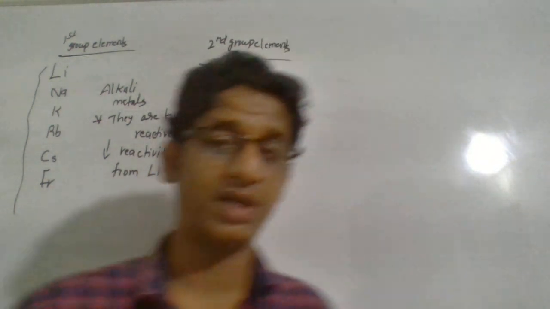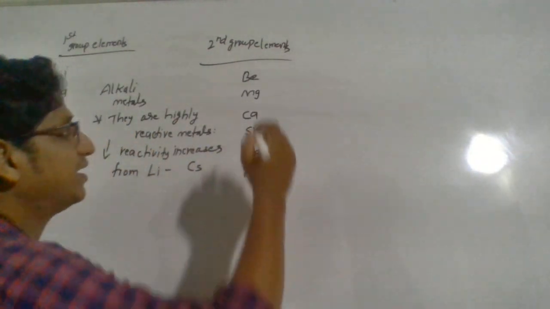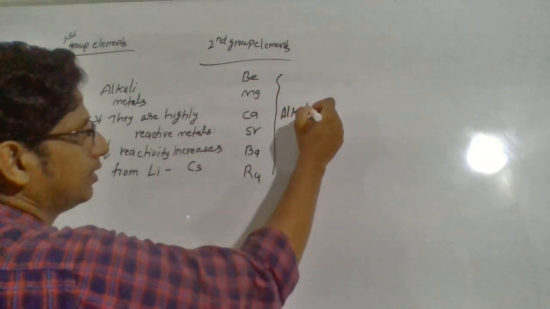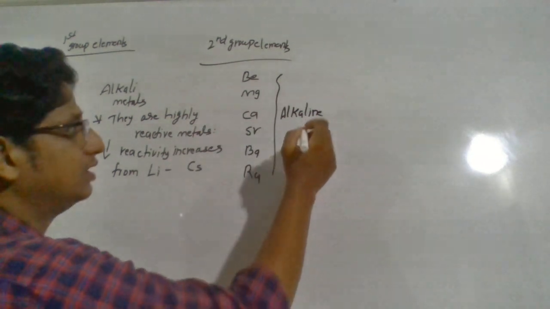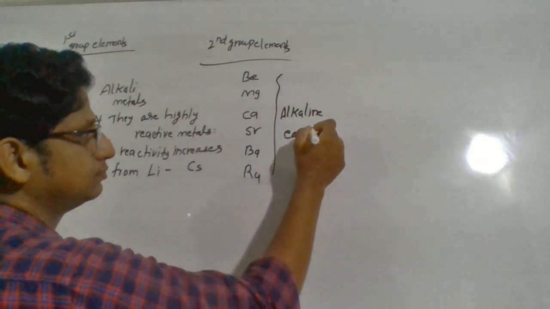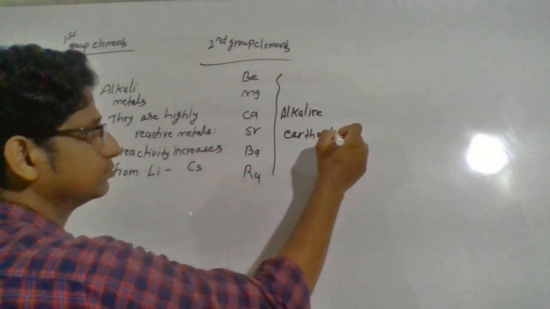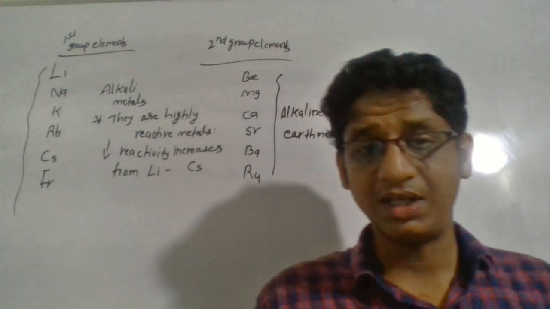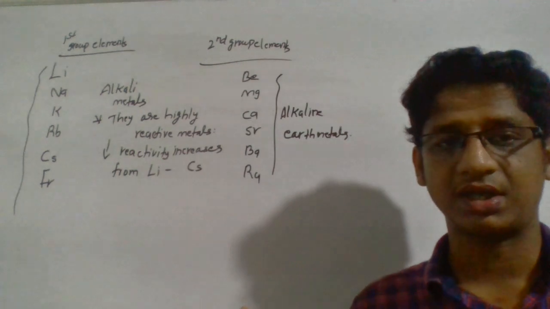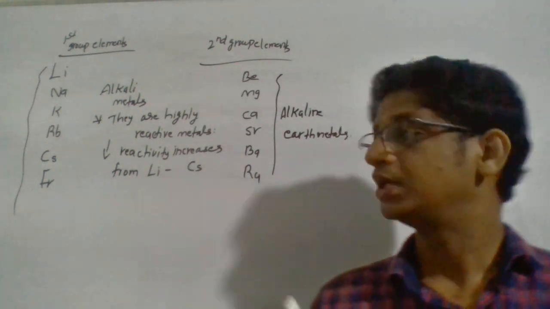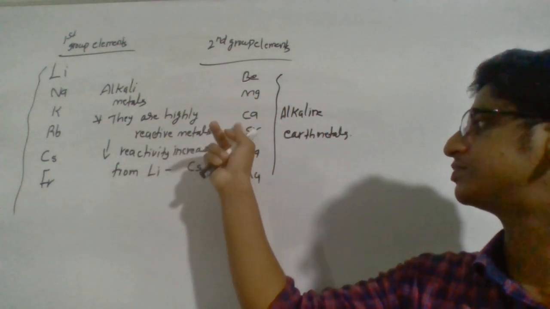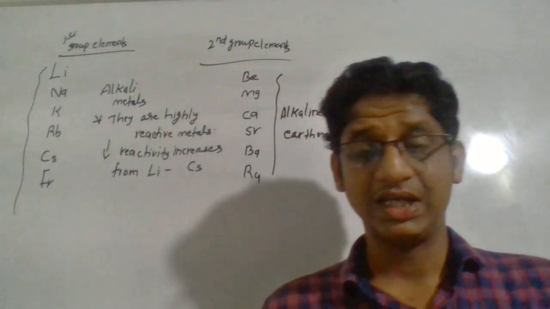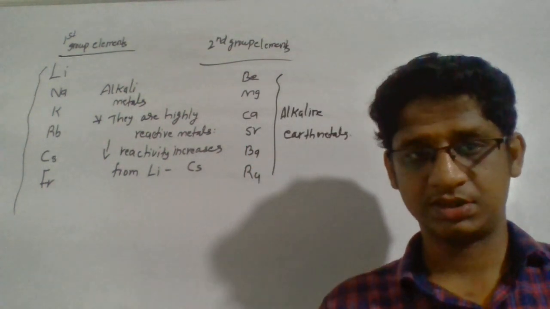Second group elements have another name, which is alkaline earth metals. The first point: beryllium is not included as an alkaline earth metal. It is magnesium, calcium, strontium, barium and radium that we call alkaline earth metals.